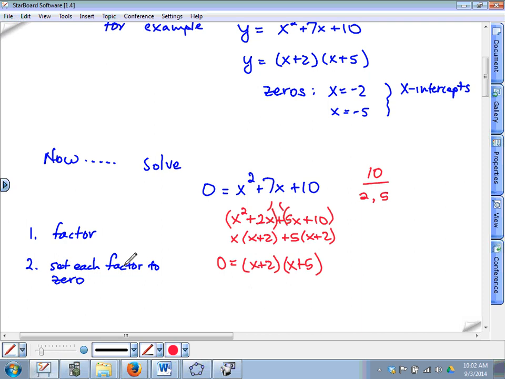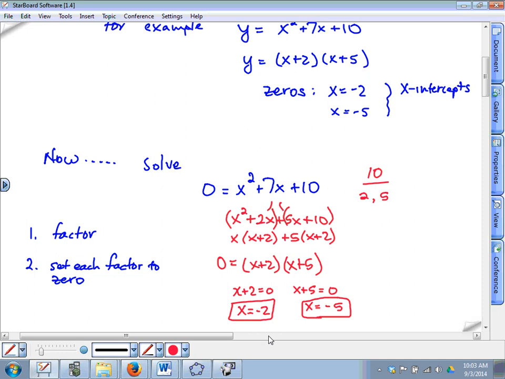Step 2: you set each factor. Now let me stop there. What do I mean by factor? What are the factors? X plus 2 is a factor. X plus 5. So you take each factor and set it equal to 0. I'm going to take the x plus 2, set it equal to 0. And then I'm going to take the x plus 5 and set that equal to 0. And then you just solve those 2 simple equations. If x plus 2 equals 0, x has to equal negative 2. If x plus 5 equals 0, then x has to equal negative 5. Those are the 2 solutions.